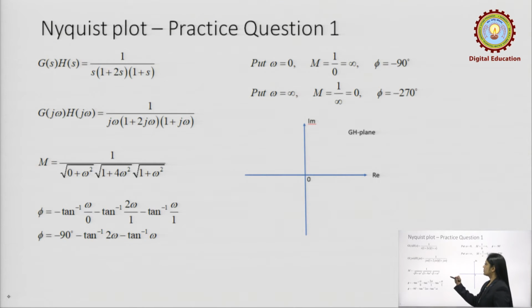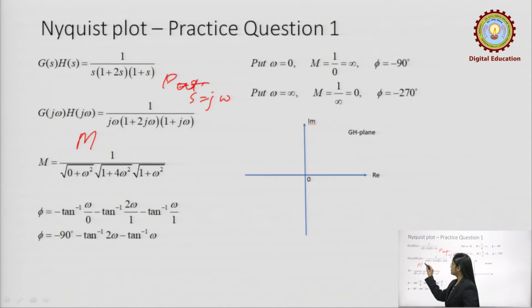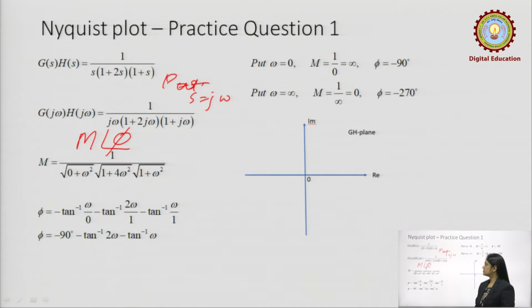To sketch the polar plot, we simply put s is equal to j omega in the G(s)H(s) transfer function. So, this is 1 upon j omega, 1 plus 2 j omega, 1 plus j omega, which is G(j omega)H(j omega). And the next step is to find the magnitude and angle of G(j omega)H(j omega).